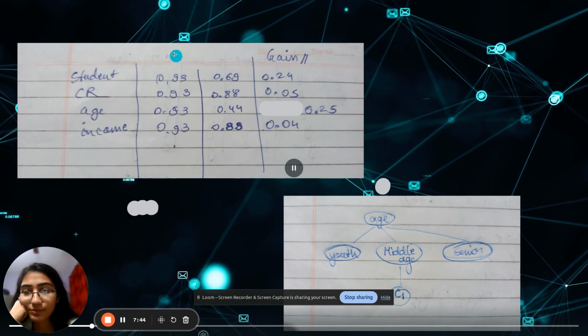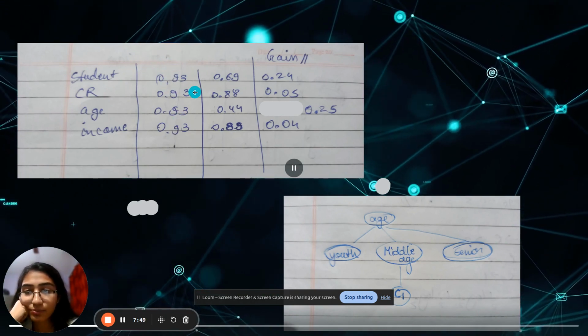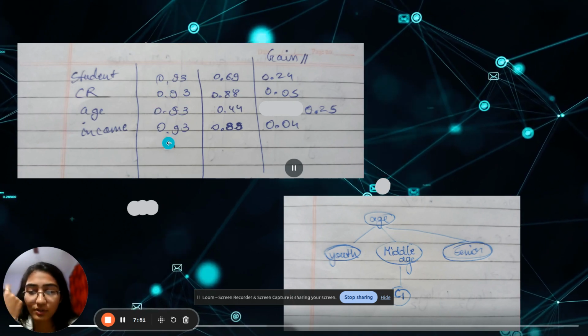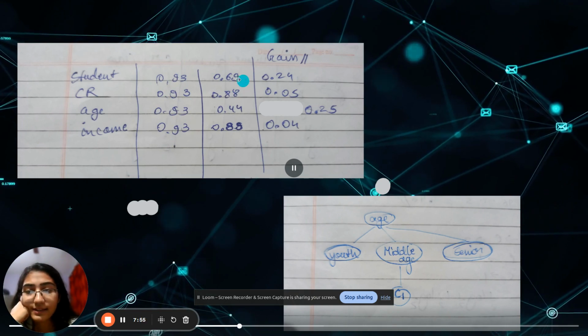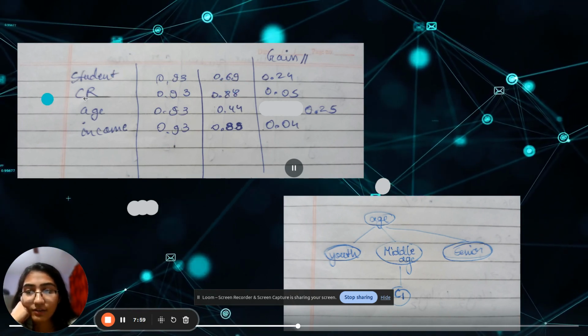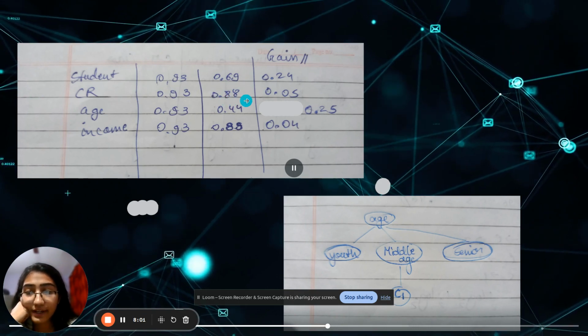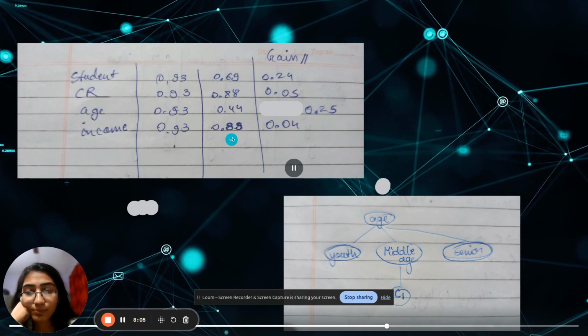These are the attributes. This is the information before splitting, which is 0.93, the 0.93 total, obviously, which we have calculated earlier for yes or no. And then for student, after splitting we got 0.96. After splitting, for credit rating we got 0.88. For age we got 0.44, and for income we got 0.89.